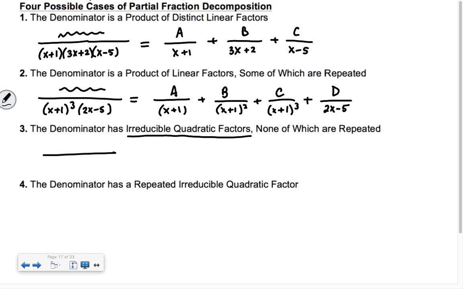So let's say we have on the bottom x squared plus 1. Or we have like x squared plus 9. These are irreducible quadratics. So it doesn't matter what's on the top. When it breaks down, it's going to be that same denominator, x squared plus 1, and the other one, x squared plus 9. But now what's 1 degree less? So we had an x squared. 1 degree less is going to be x. So we're going to have a times x plus b.